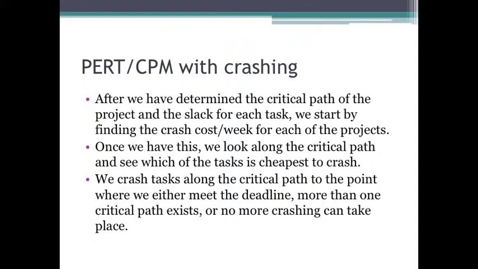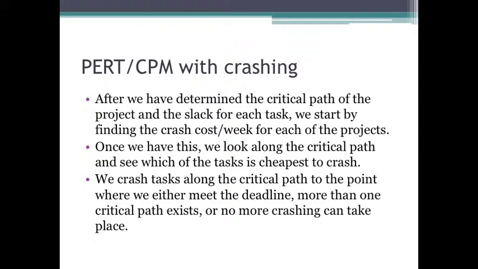Now, here's the thing. We've determined the critical path. We've determined the slack for each task. So now we need to find the crash cost per week for each of those tasks in the project. Then, once we have this crash cost per week, we look along the critical path and see which of these tasks is cheapest to crash. In other words, which task on the critical path has the smallest crash cost per week.